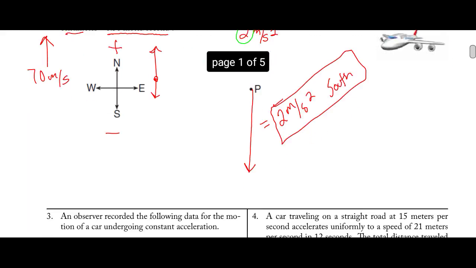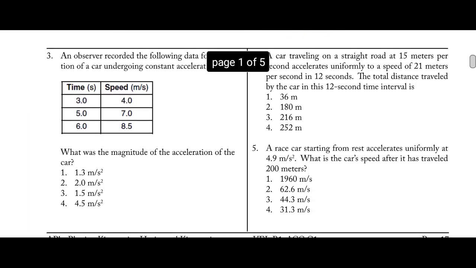Number 3 is not difficult, but it is different than what you're used to. If I had this worded without the data table, you would think it was an easy problem. So now we just have to look and figure out what this data table is saying. It says an observer recorded the following data for the motion of a car undergoing constant acceleration. So here's what we got. We have an initial time and a final time. And here we have speed, but we're going to call this velocity. We have some initial velocity and some final velocity.